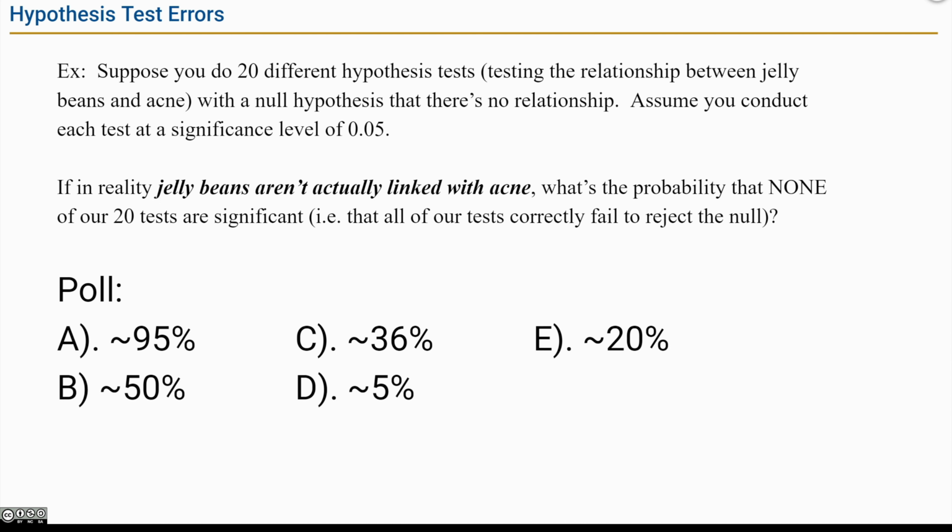Take a minute and see if you can figure this out. You can put it on pause.